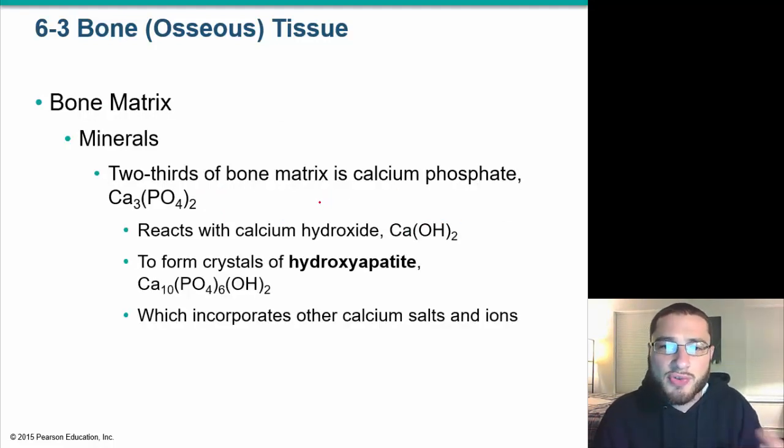And in the bone matrix, 2/3 of the bone matrix is calcium phosphate, and it reacts with calcium hydroxide to form crystals of hydroxyapatite, and this hydroxyapatite is very strong.